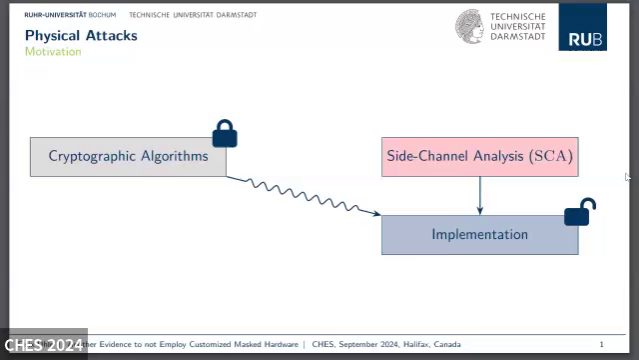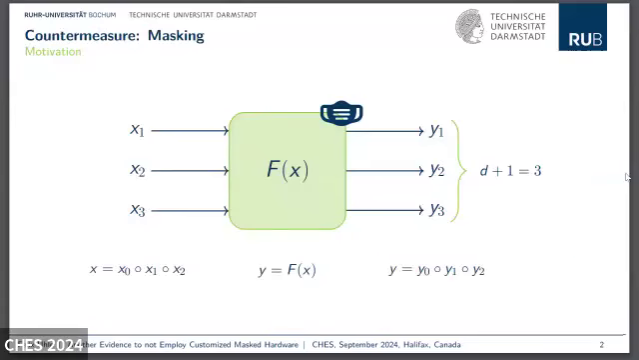When we implement cryptographic algorithms, which are secure in a black box model, we face a problem of physical attacks, which target the implementation and not the algorithm. One of these attacks is side channel analysis, which utilizes the dependency between the processed data and the physical effects caused by the processing of these data. One solution to counteract this problem is masking.